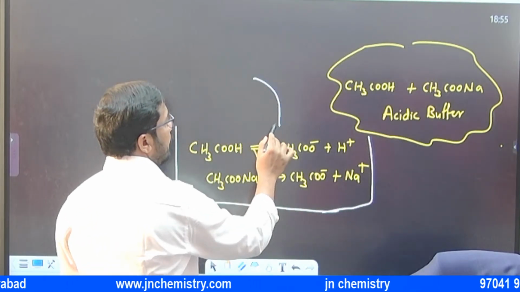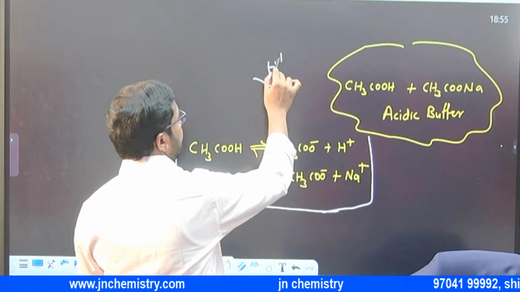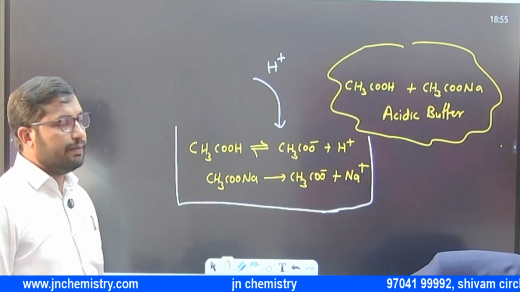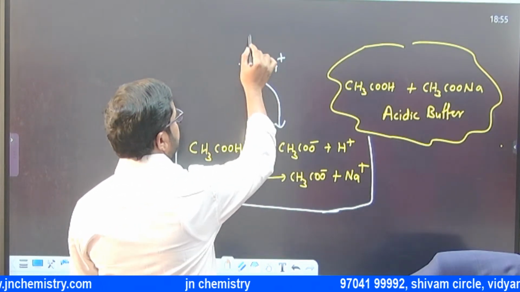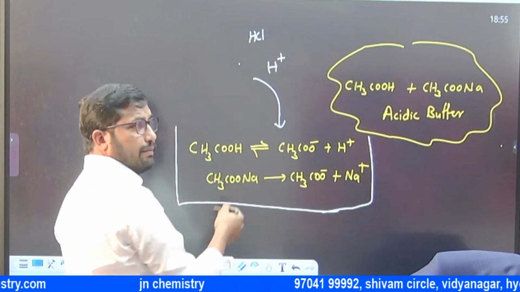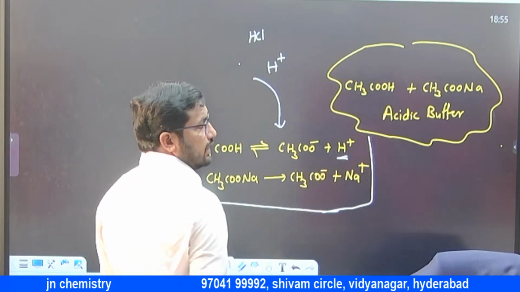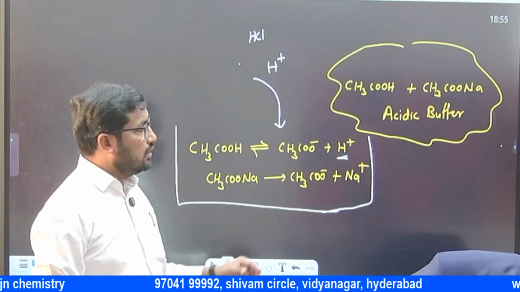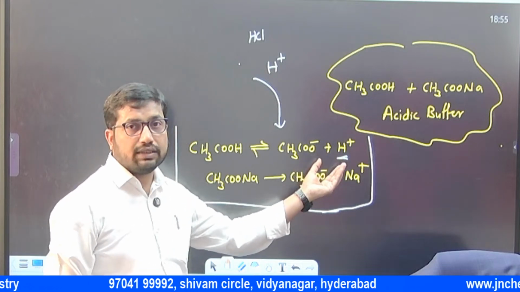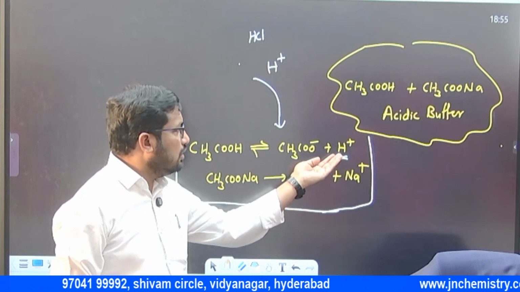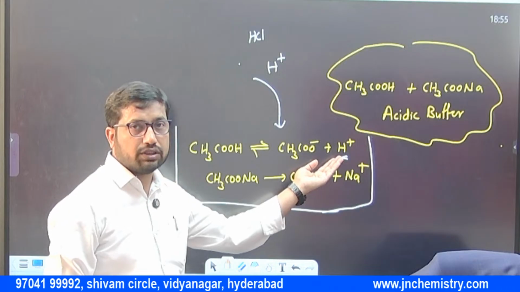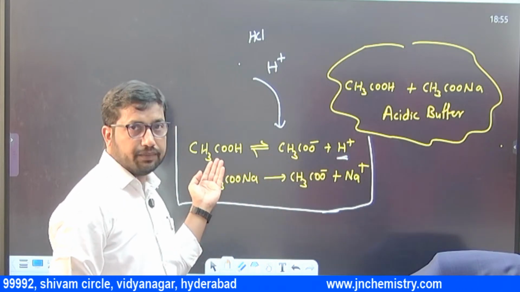For example, if you are adding some small amount of acid, say HCl, HCl means 100% H plus is coming. When H plus is coming, the H plus concentration increases on the product side. Because the concentration of the products is increasing, the reaction moves in the backward direction.